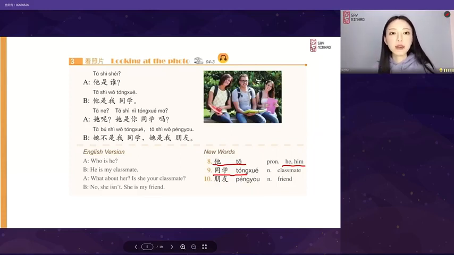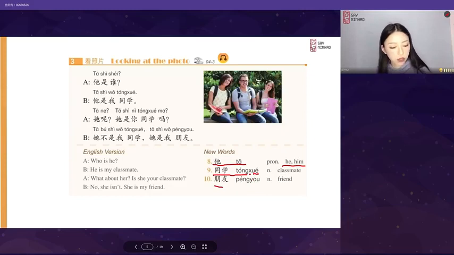Next one is 同学. The initial t and the final ong and the tone, second tone. Put them together, tong. Initial x, final ue, and the tone is second tone. Xue, tong xue. Read after me, please. Tong xue means classmate. So try to say, we are classmates. We've learned how to say we, which is 我们, and are is 是. 我们是 classmates, 同学. So this sentence is 我们是同学. We are classmates. Okay. And how to say they are classmates? It is 他们是同学. Very good.